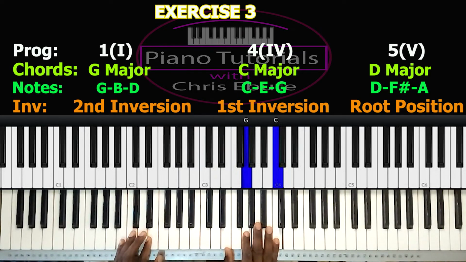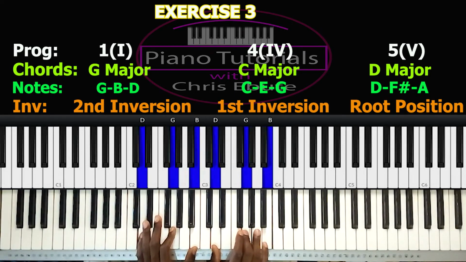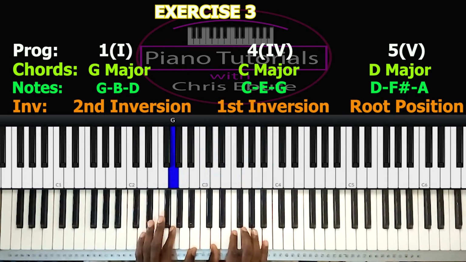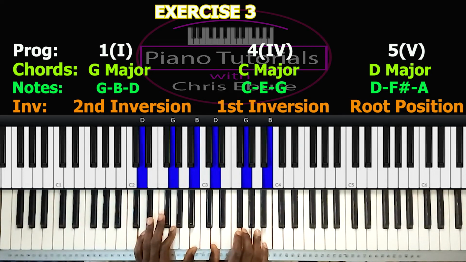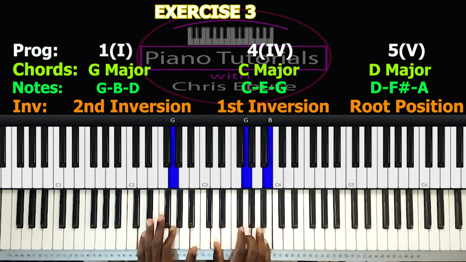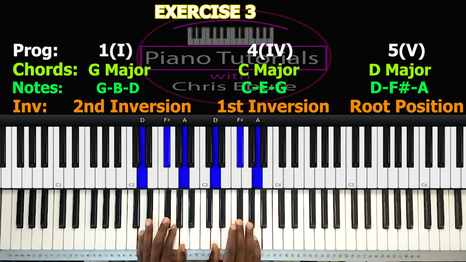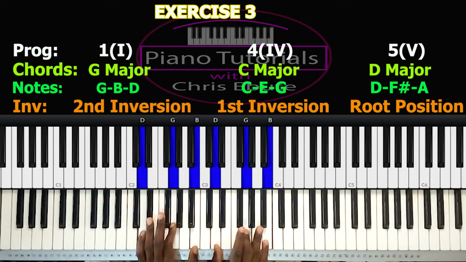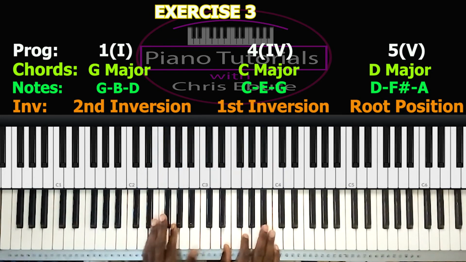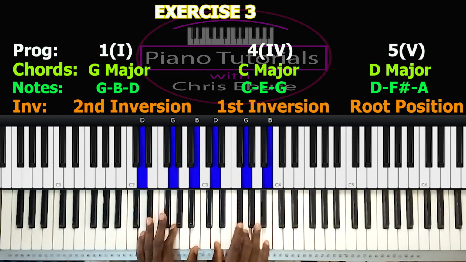So I have the 1 chord, which is the second inversion. The 4 chord is in first inversion. Then the 5 chord, I've not used the root position yet, so I use the root position. See, back to the 1 chord. So let's go. See?